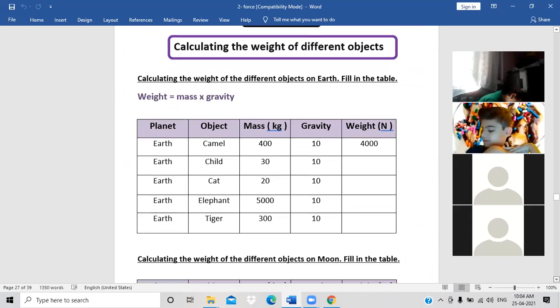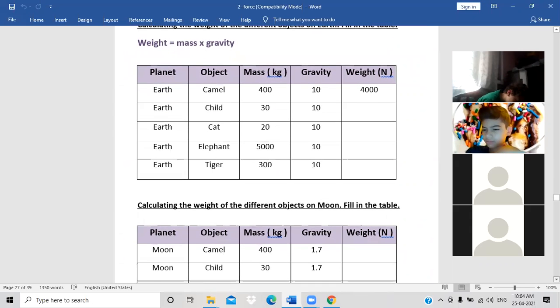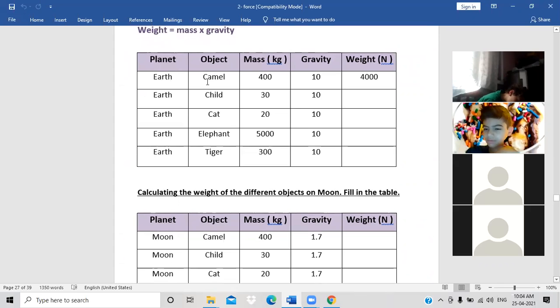So we have two tables of the gravity and the mass on Earth of, for example, the camel. Let's do the first one together, or it's already done for us. What is the planet? The planet is Earth. What is the object that I want to measure its weight? It's the camel. What is the mass of the camel? 400 kilograms. What is the gravity on Earth? It's 10.